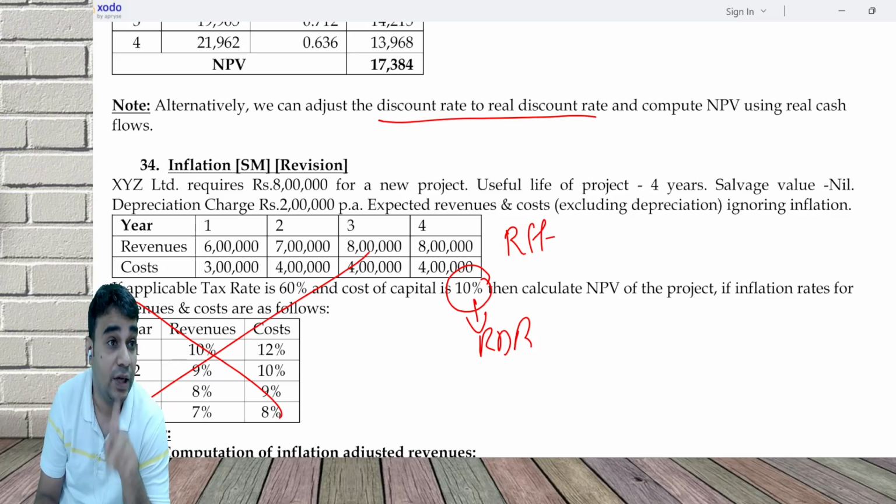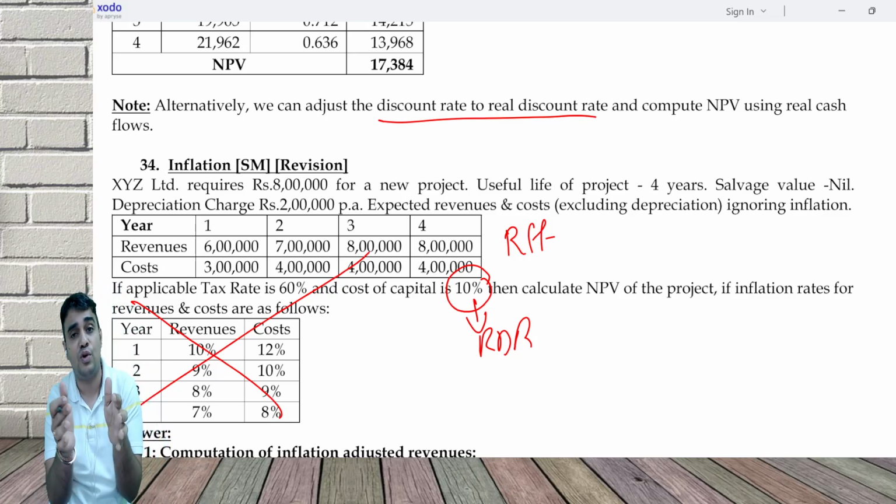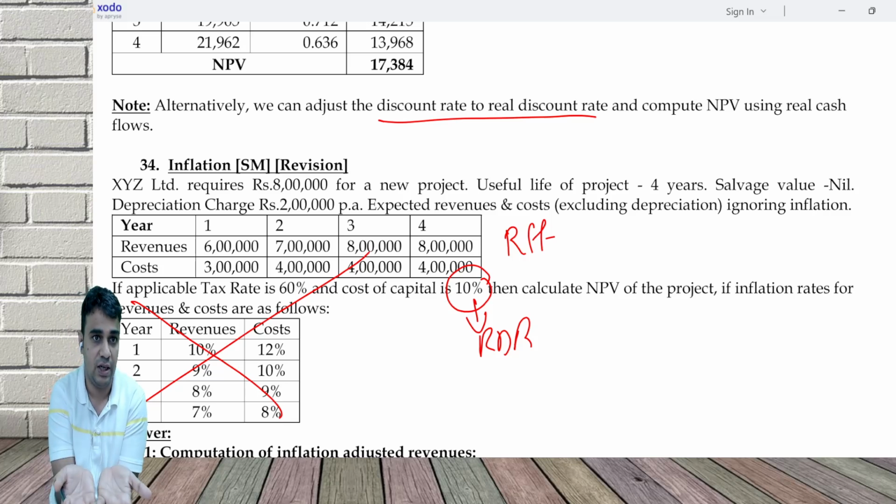So I am assuming in this question the cost of capital is MDR. In the first question I did, I assumed the cost of capital to be RDR. This is just to ensure that our solution doesn't become so simple, because here revenue is there, cost is there, deduct depreciation, get to the CFAT and do discounting at 10%. Then there is zero utility of the revenue and cost inflation. Clear? Any doubts on this?